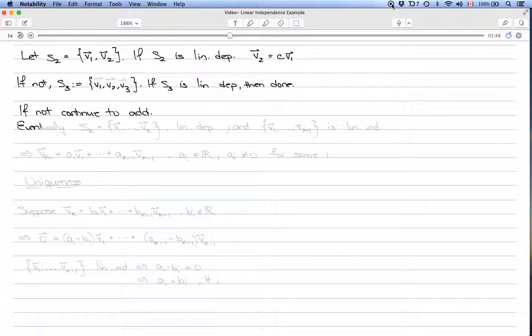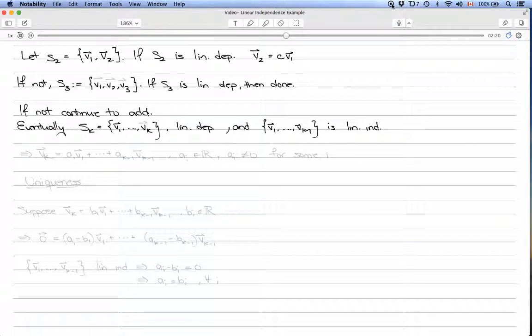Eventually, we'll get a set S sub k equal to the set of V1 to Vk, where this is now linearly dependent, and the set V1 to Vk minus 1 is linearly independent. Otherwise, we would have stopped our construction earlier.